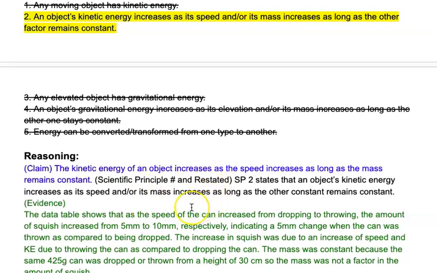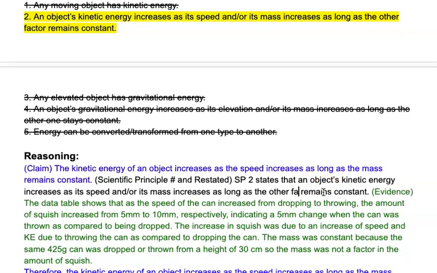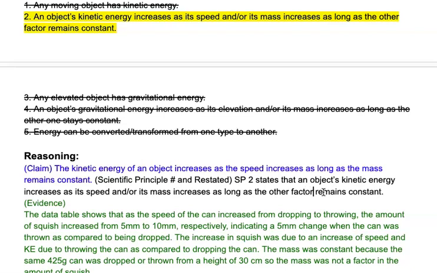So I restate it by simply saying SP2, scientific principle number 2 up above, states that an object's kinetic energy increases as its speed and/or its mass increases as long as the other constant remains constant. Okay? It should really say the other factor remains constant. So I have a typo there, so I should fix that. Again, you want to proofread your material. So it should say as long as the other factor remains constant.